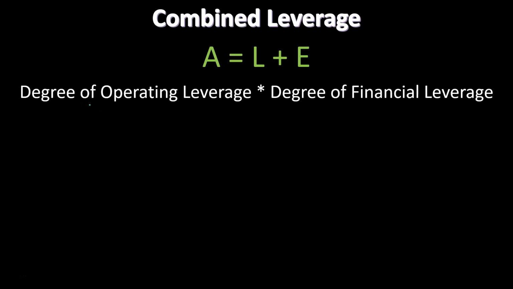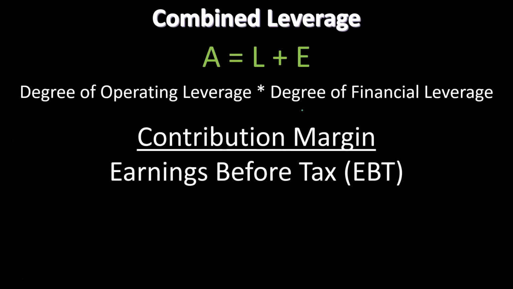So the degree of combined leverage, then, is going to be taking our two leverage calculations. There's a couple different ways we can calculate it. One is you can say, well, we calculated the degree of operating leverage and we calculated the degree of financial leverage. Let's just multiply those two together and we'll get our combined leverage.